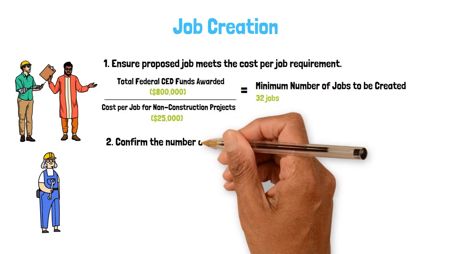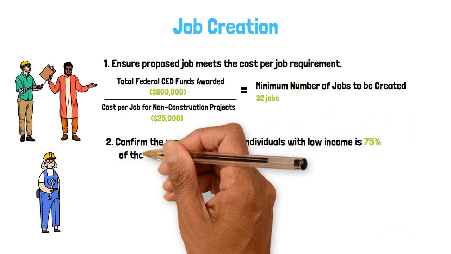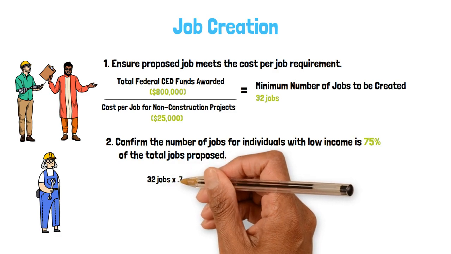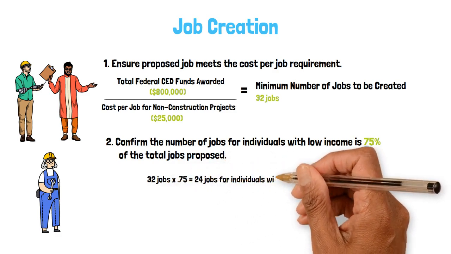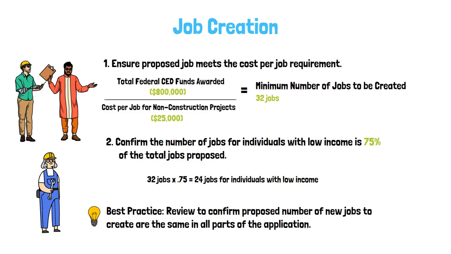Second, confirming the number of jobs proposed for individuals with low income is actually 75% of the total jobs proposed. For example, if your project proposes 32 total new jobs, your application should propose at least 24 jobs for individuals with low income. Finally, reviewing the application to ensure the job numbers are the same in all parts of the application.